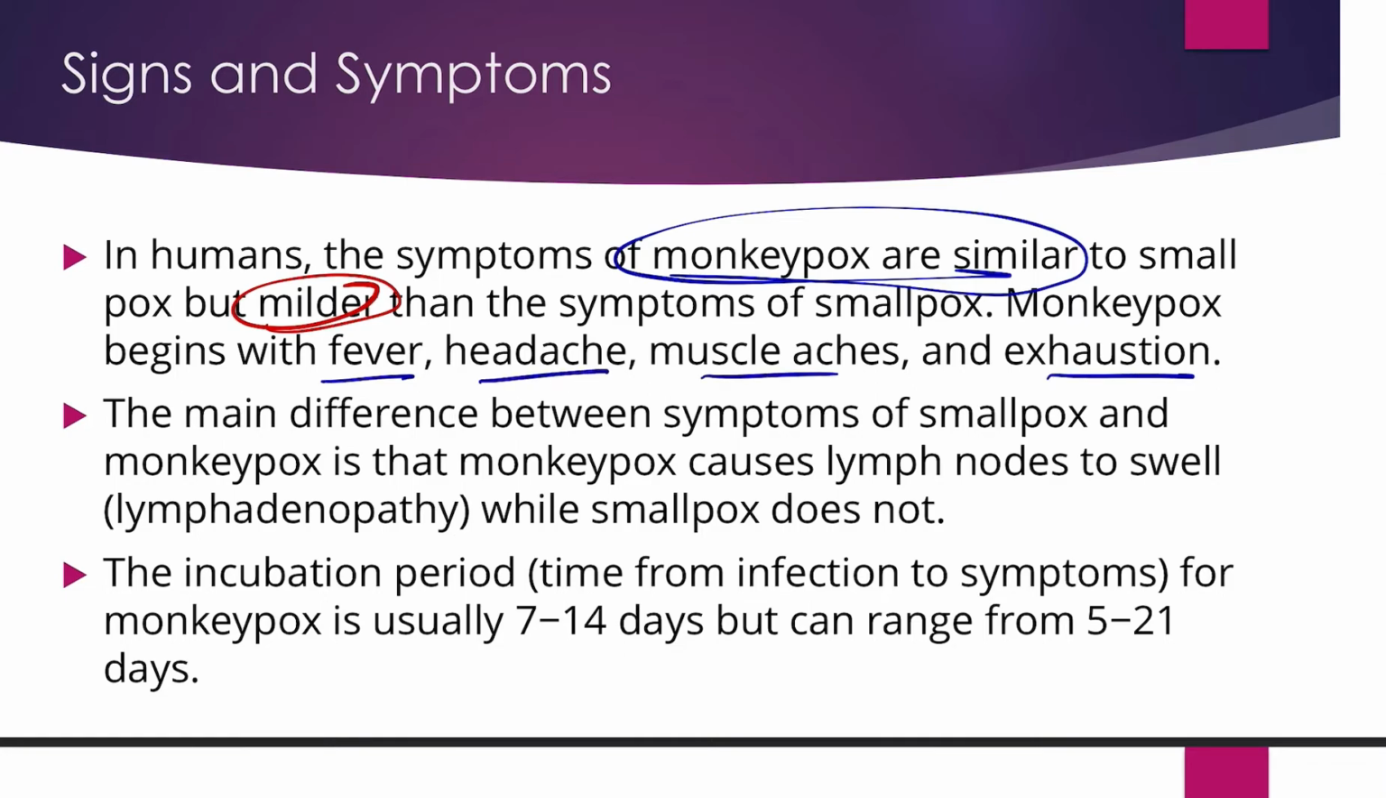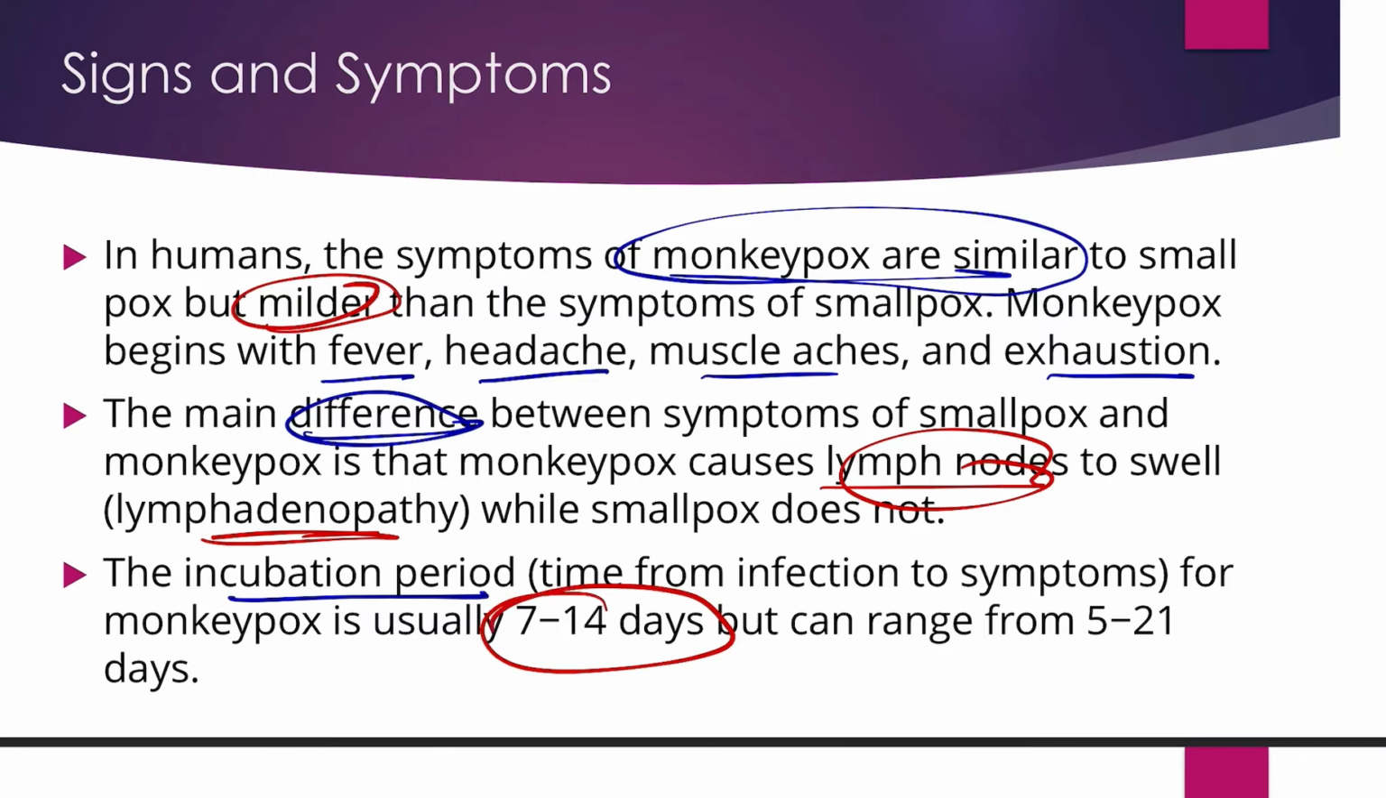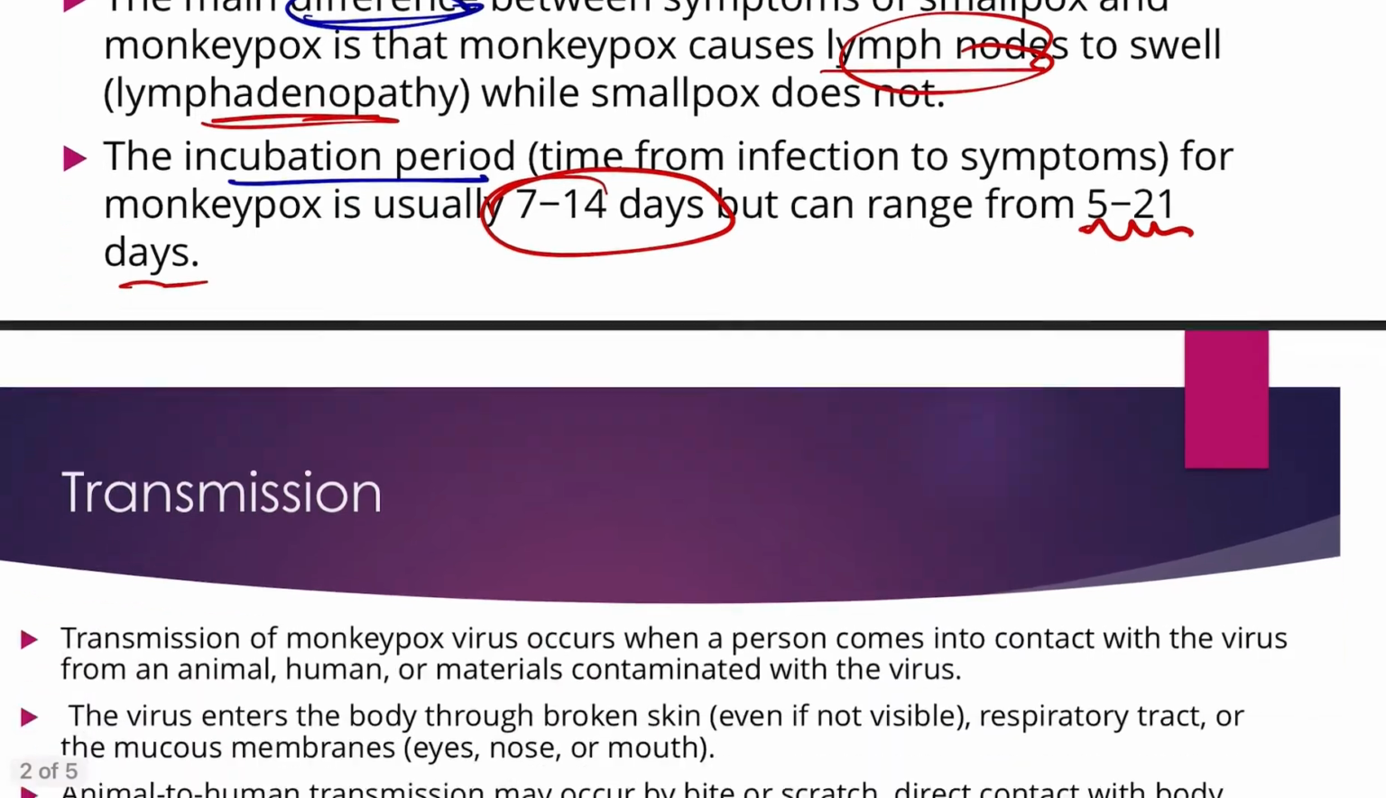And the main difference between the symptoms of smallpox and monkeypox is that monkeypox causes lymph node swelling, which we call lymphadenopathy, while smallpox doesn't cause it. And the incubation period is around 7 to 14 days, but it sometimes ranges from 5 to 21 days.